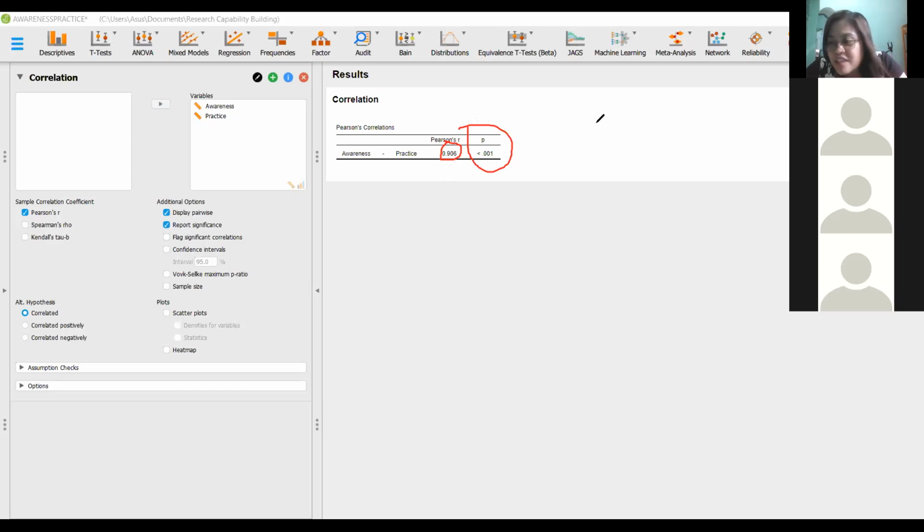null hypothesis. The null hypothesis, good class, is always in the negative form: there is no significant relationship between awareness and practice. So it needs to be rejected, because there is a relationship. It is a strong and positive relationship between awareness and practice.